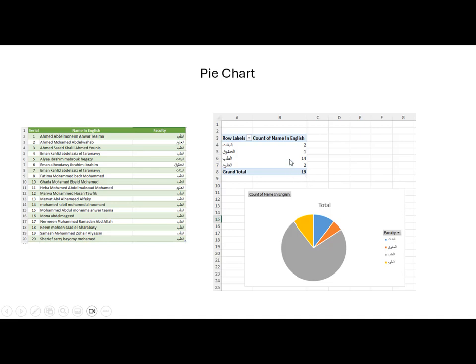14 of them come from the Faculty of Medicine, 2 from the Faculty of Girls, 1 from the Faculty of Law, and 2 from the Faculty of Science. And of course, every time this pie chart changes according to the number of trainees and the faculties and institutes from which the trainees work.